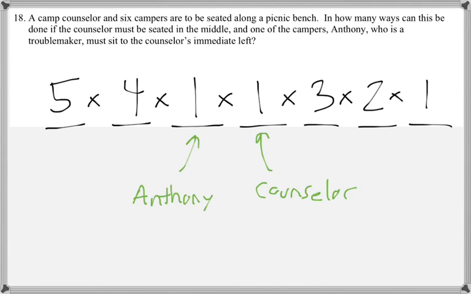So 5 times 4 times 1 times 1 times 3 times 2 times 1 is 120.